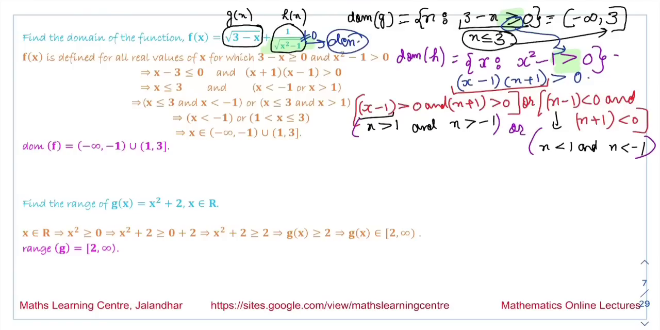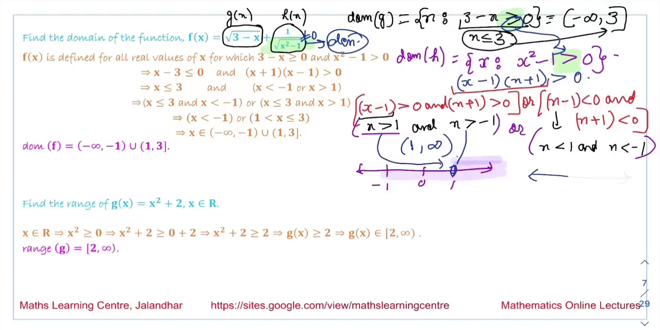So what does this mean? We are talking about 0, 1 and minus 1 on the number line. We are saying x is greater than 1 and x is greater than minus 1. We are talking about these values over here. So the common values we have are 1 to infinity, because 1 is not included over here.